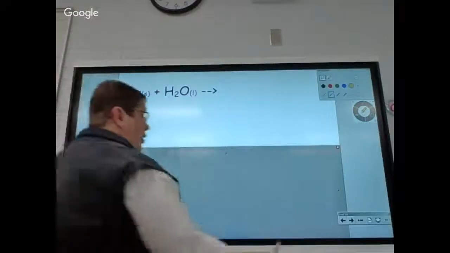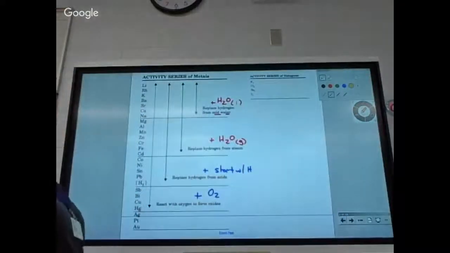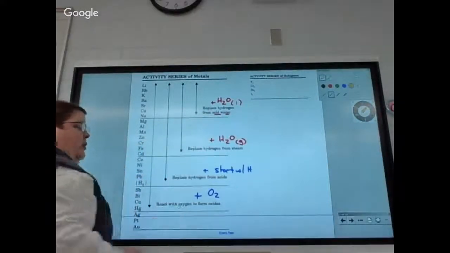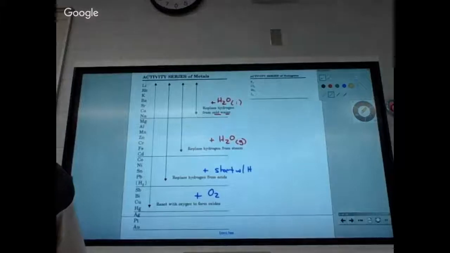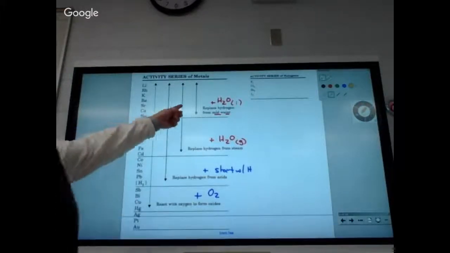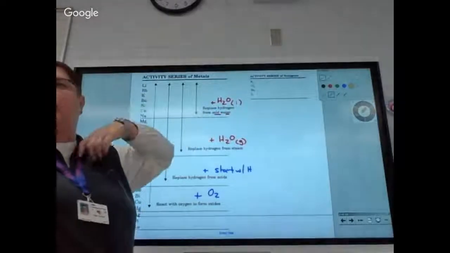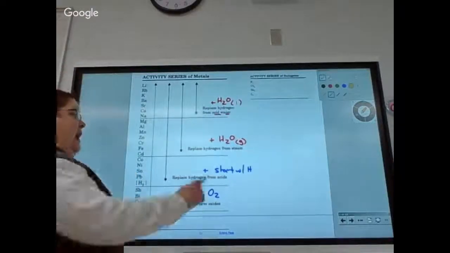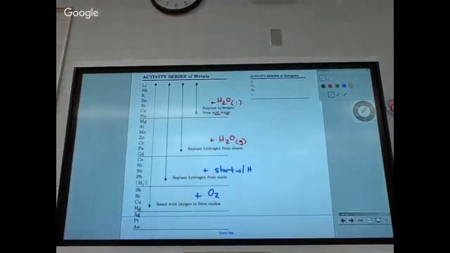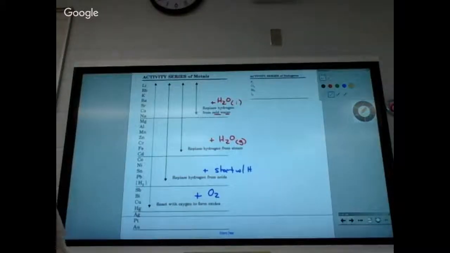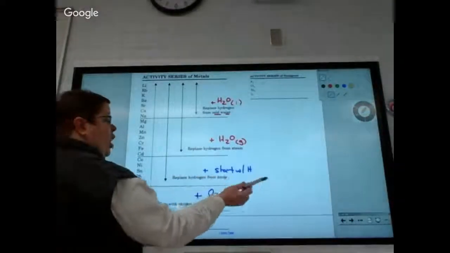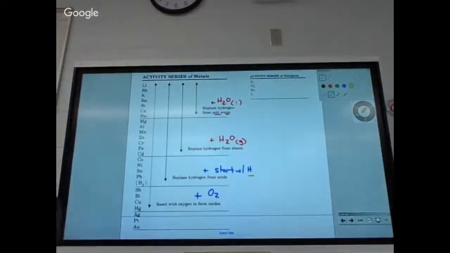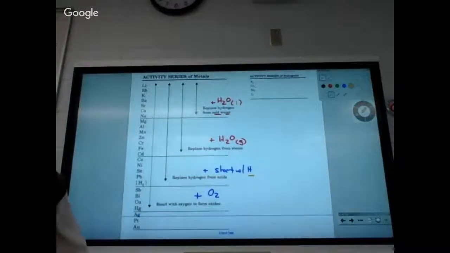My point here is write this on your table so when you see those, you'll know what the descriptions fit, right? So if you see plus H2O with an L, you know they're talking about cold water. If you see H2O with a G, you'll know they're talking about water as a gas or steam. And if you see something that starts with an H, it's an acid. If it says plus O2, it's an oxygen. Does that make sense?